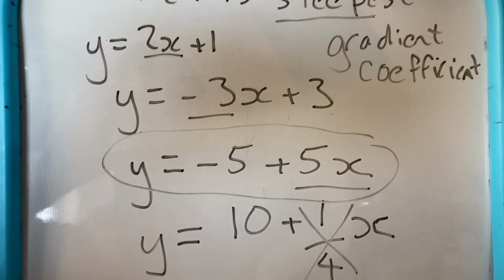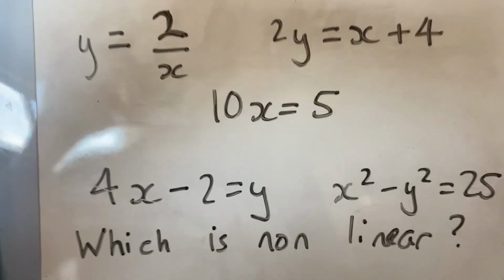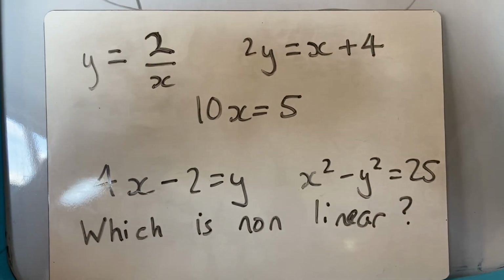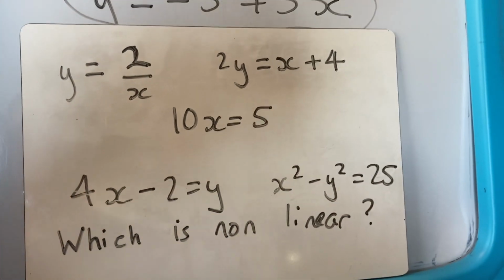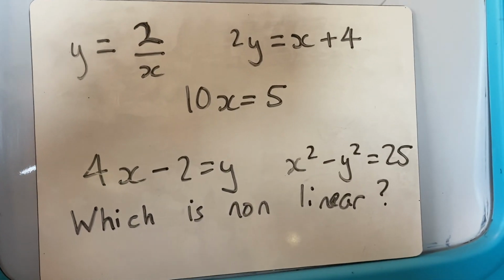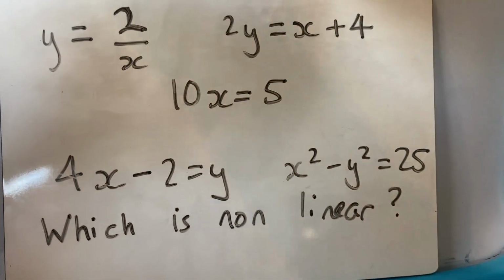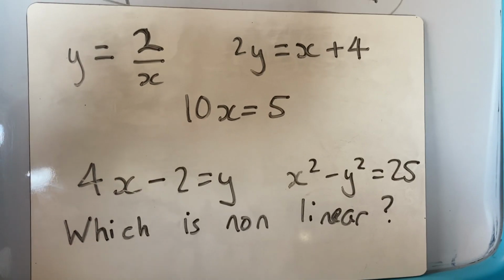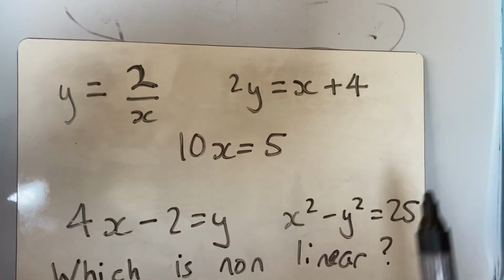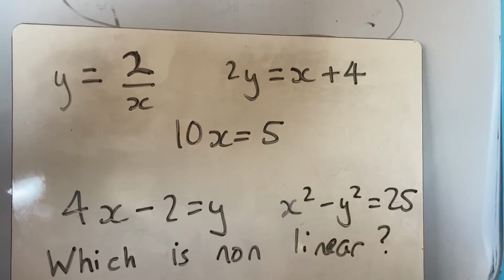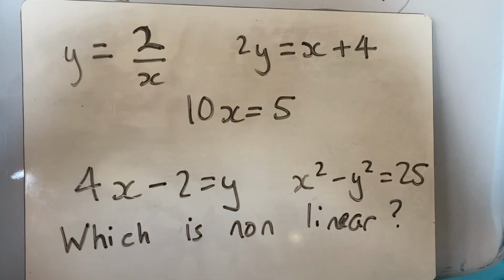Okay, we're going to look at another question now with this other mini whiteboard. And it's going to ask us which of these is non-linear, so which is not a straight line. And we've got y equal to 2 over x, 2y equal to x plus 4, 10x equal to 5, 4x minus 2 equal to y, and x squared minus y squared equal to 25.